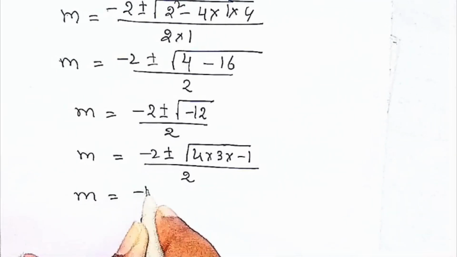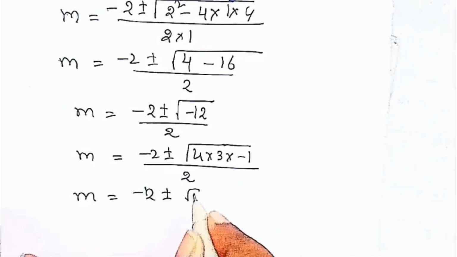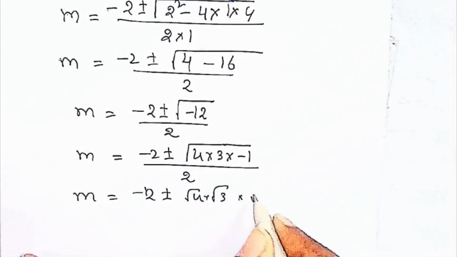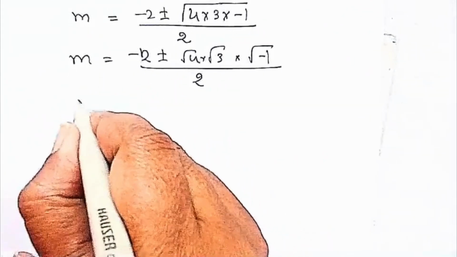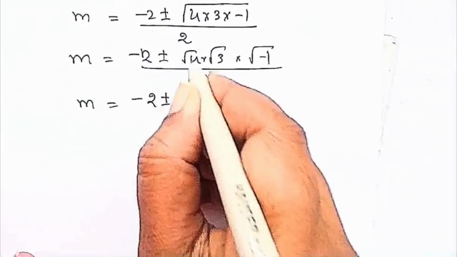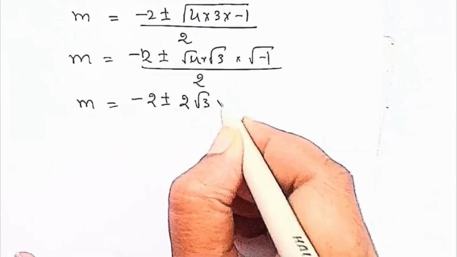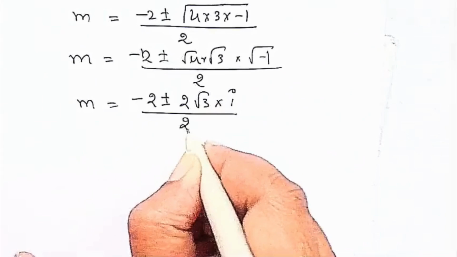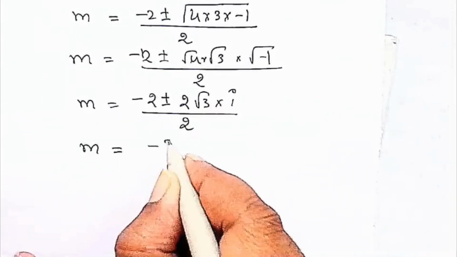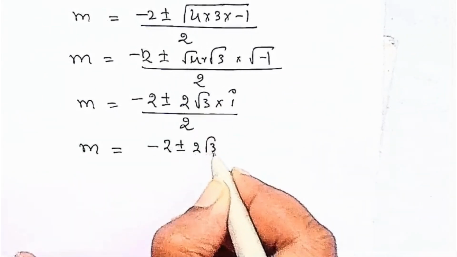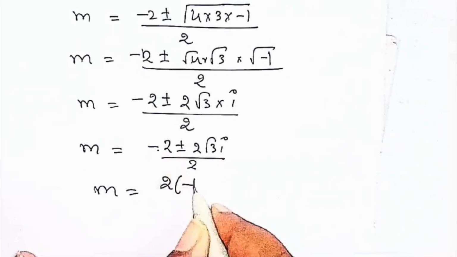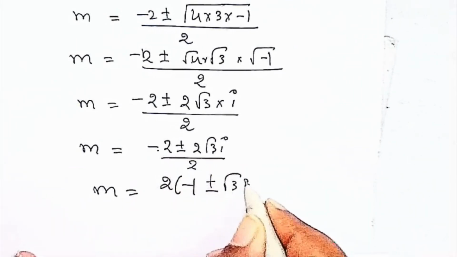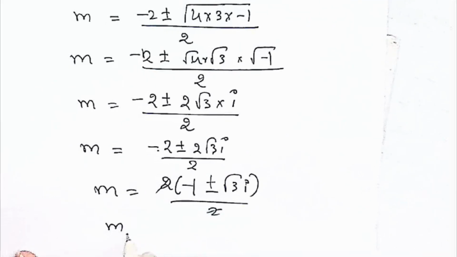M is equal to minus 2 plus or minus root 4, root 3 into root minus 1, by 2. M is equal to minus 2 plus or minus root 4 means 2, root 3, root minus 1 value is i, by 2. M is equal to minus 2 plus or minus 2 root 3 i by 2. 2 I will take common. Here minus 1 is left, plus or minus root 3 i by 2. The 2s get cancelled. M is equal to minus 1 plus or minus root 3 i.